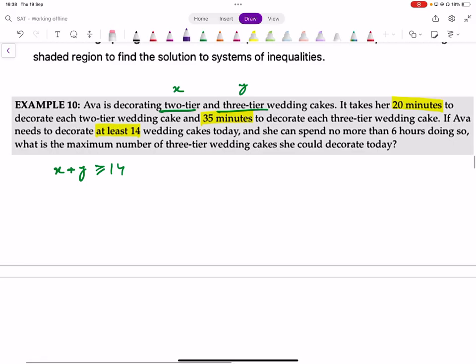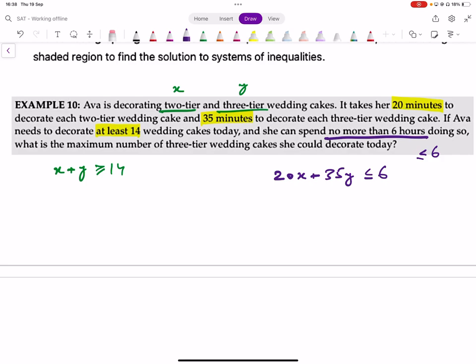And she can spend no more than 6 hours doing so. The total amount of time is no more than six. How do you understand that? No more than six, less than or equal to six. The total amount of time. What's the total amount of time? 20 minutes for each two-tier wedding cake plus 35 minutes for each three-tier wedding cake. This number should be less than or equal to six.